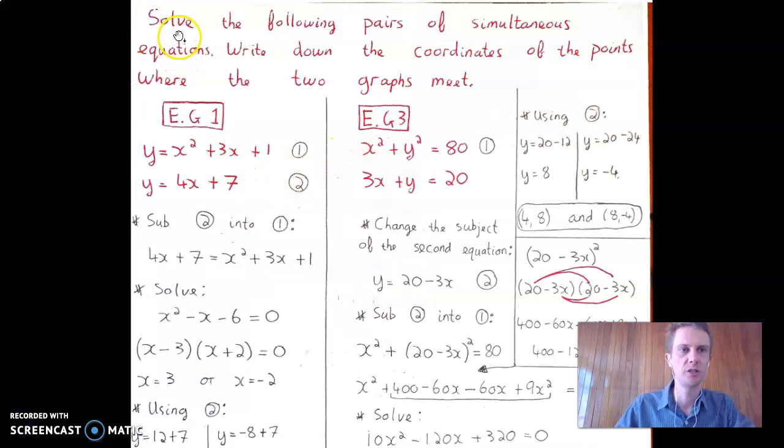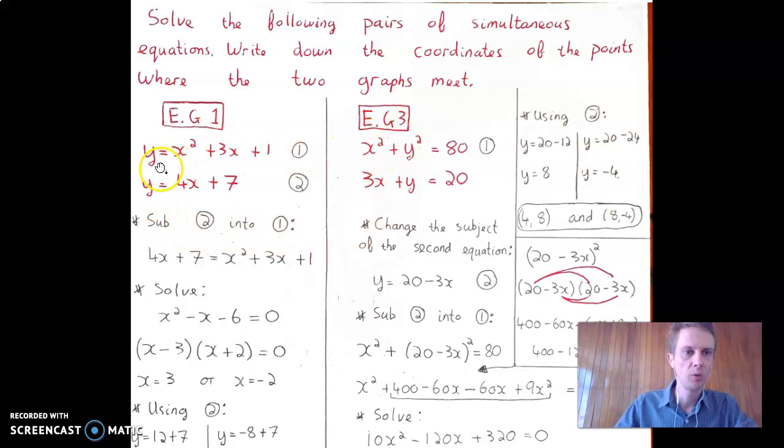Okay, so the question reads, solve the following pairs of simultaneous equations. Write down the coordinates of the points where the 2 graphs meet. Anytime you're solving a pair of simultaneous equations, you are always finding points of intersection of 2 lines. So just bear that in mind. Let's look through example 1 and then we'll go through example 3 together.